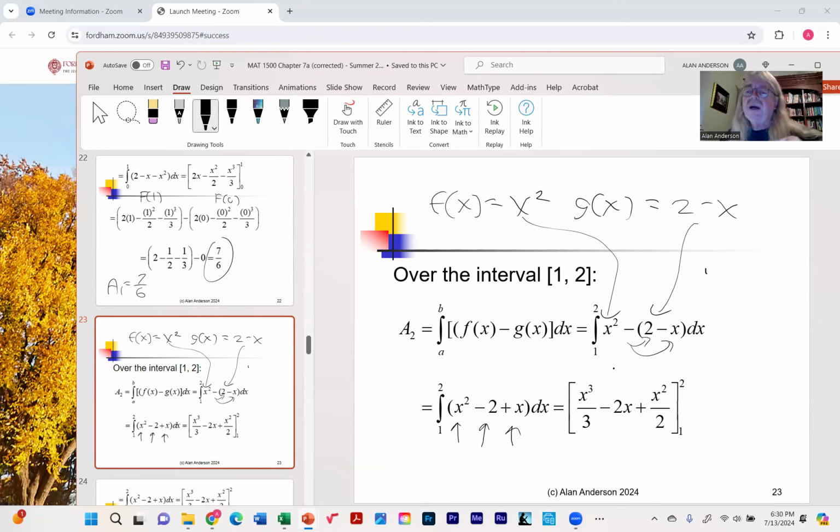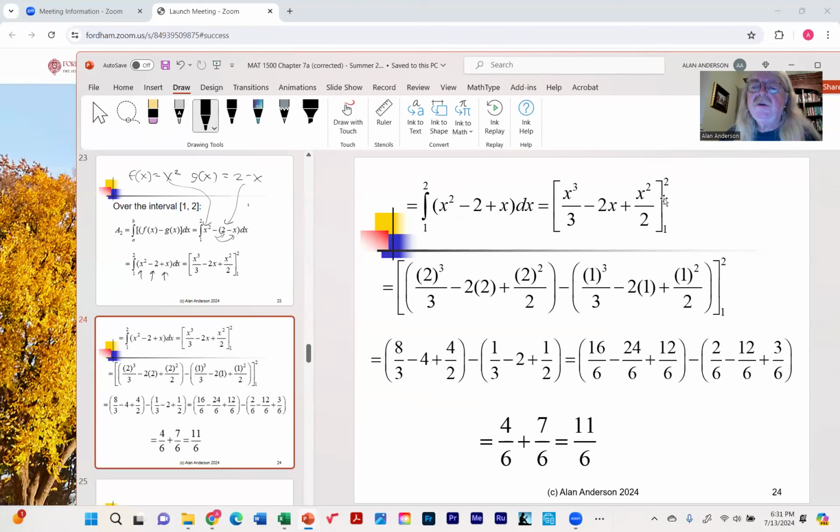And again, using the power rule, we end up with the integral of x cubed over 3. Rather, the first term becomes x cubed over 3. The second term is negative 2x. And the third term is x squared over 2, again, based on the power rule. And now we'll evaluate this from 1 to 2. Okay, let's see how that works out. So this is f of 2. This is f of 1. And if you go through all that algebra, you'll see that this ends up being 11 over 6.